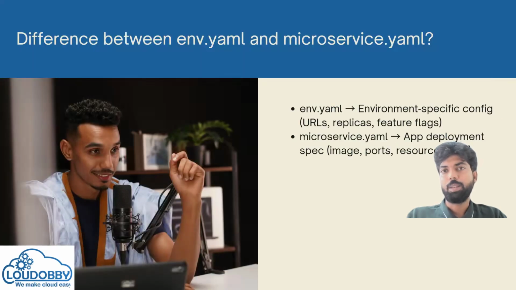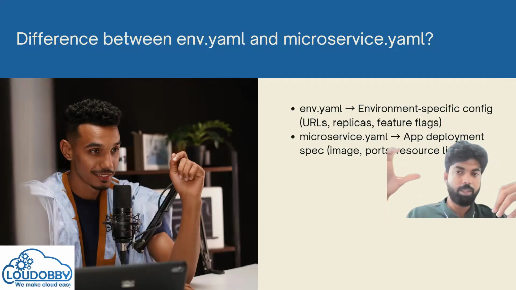What is the difference between dev.yaml and the microservices file? The environment.yaml is nothing but your values.yaml. The name can be anything: values, environment, dev or SIT. But ideally, the concept is the value file. It will have the environment-specific configuration, like URLs, how many replicas this particular dev environment should have, and the features. The microservices file is your actual application deployment file.